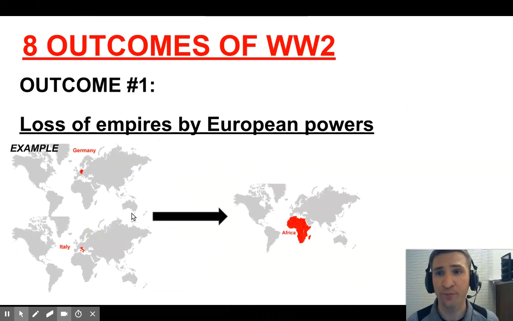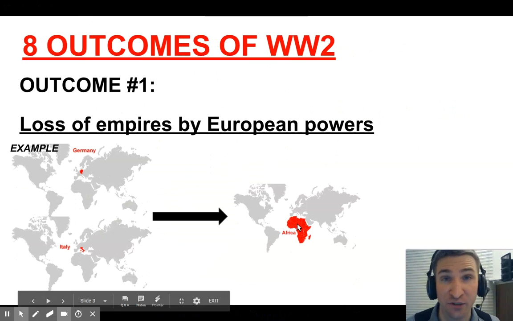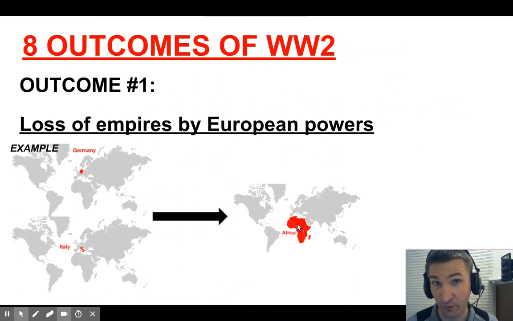Outcome number 1, loss of empires by European powers. The example, Germany and Italy lost empires in Africa as a result of World War II. That's one example. That's what you write down.